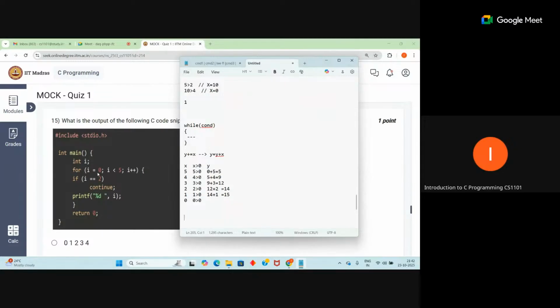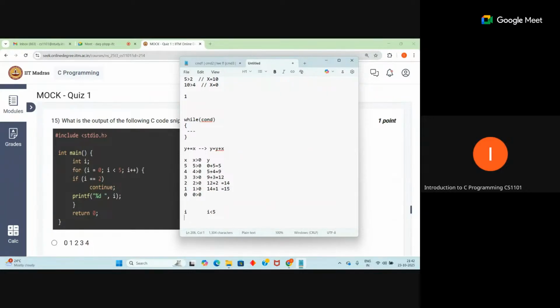So again, a for loop. How does the for loop execute? First, the i value will be initialized to 0. And what is the condition? i less than 5 is the condition. i plus plus means the i value is incremented. So only i is the variable we have.